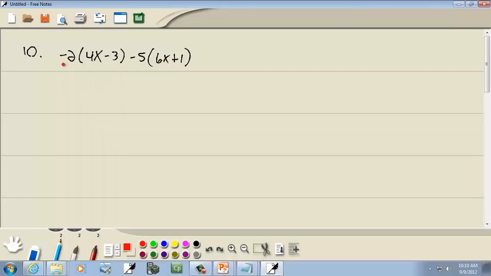My dear, multiplication, division. Well, I got a negative 2 in front of the parentheses, so I'll take the negative 2 and multiply it times 4x and times the negative 3, and take the negative 5 and multiply it times 6x and times the 1.